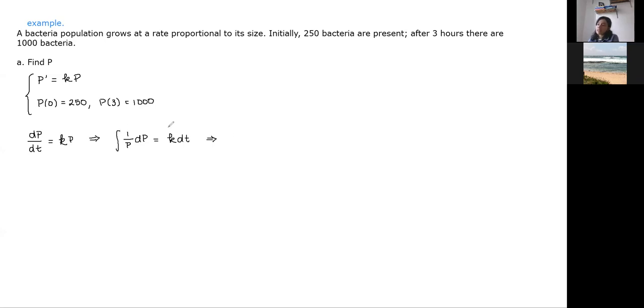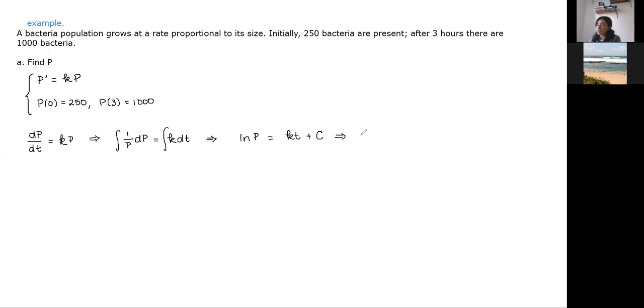By integrating both sides, we have that ln of p is equal to k times t plus c. And then I have to solve for p. So if you have tried any problems so far, then you might have realized that it is really important to be able to solve equations that involve logarithms and exponentials.